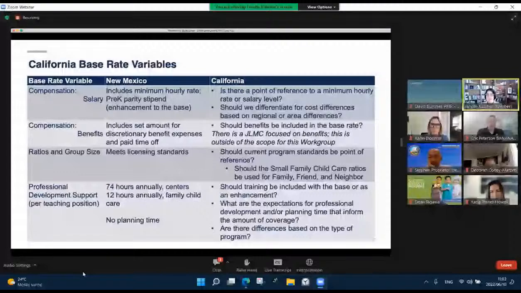As for it being included in the base rate, I think it should be, because sometimes they have to pay for those hours or they have to buy materials for those courses, or they have to take time off or close their program to go take those hours. I think it's important that we compensate them for that.